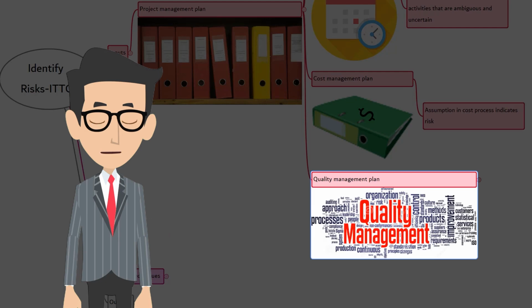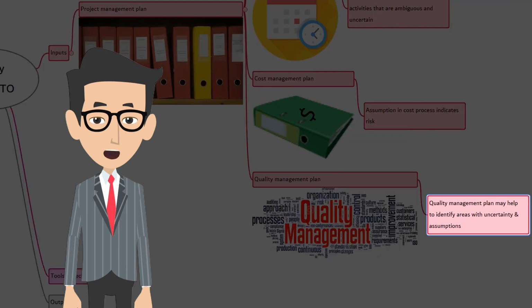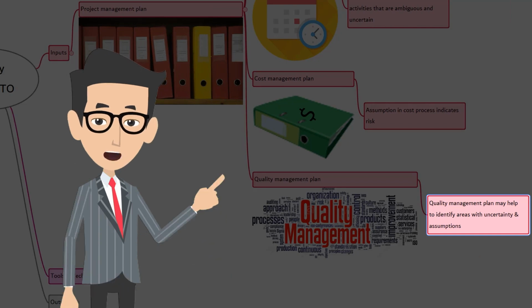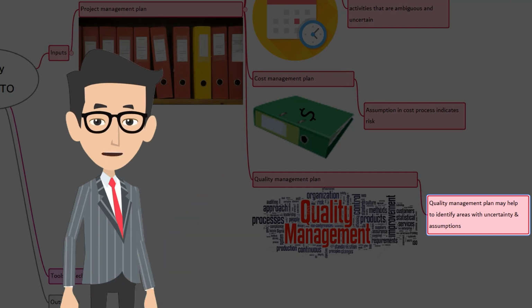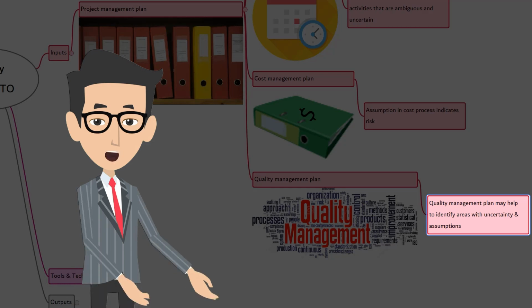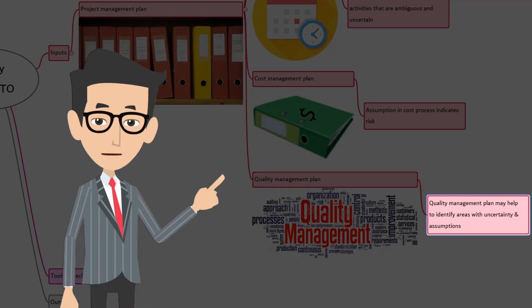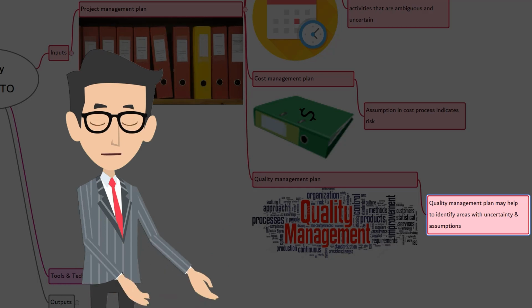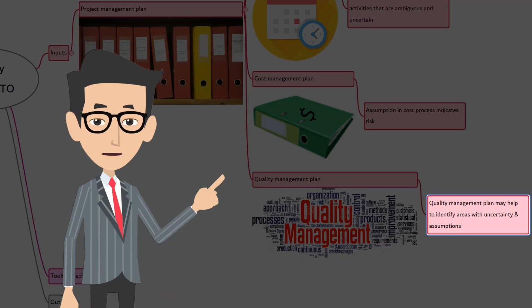Quality management plan. The quality management plan may help to identify areas with uncertainty or ambiguity, or the key assumptions might give rise to risk. This will help identifying quality risks. The documented process can also help minimize threats and/or enhance opportunities.